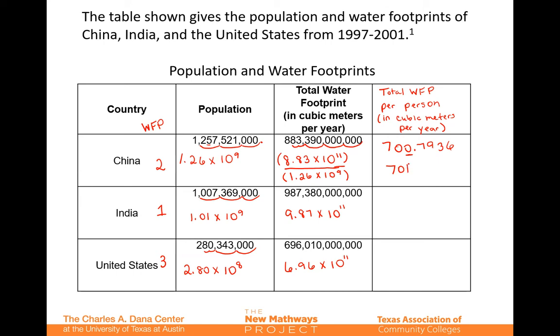If you need to pause this so that you can do your own calculations, I think that would be a great idea. And then you can see if your numbers are similar to mine. So I'm going to take this. Again, I'm going to divide it by the population. 9.87 times 10 to the 11th power divided by 1.01 times 10 to the 9th power.